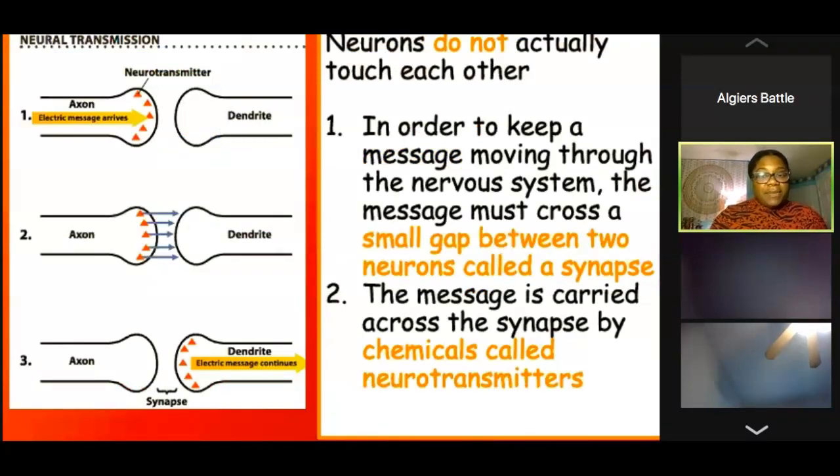Here are the steps. So remember, the neurons do not touch. They have that gap, which is called a synapse. In order to keep a message moving through the nervous system, the message must cross that gap to the next neuron. The message is carried across the synapse by chemicals called neurotransmitters.